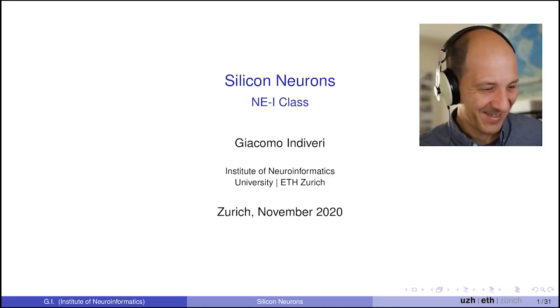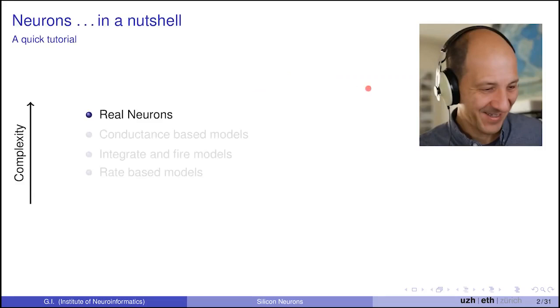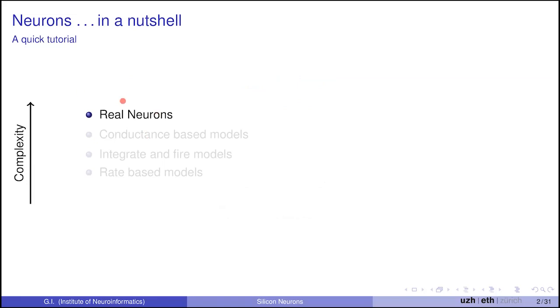But before going into circuits, I would like to give a brief overview of what neurons are, so that we know what we want to model. In terms of complexity, real neurons are among the most complicated cells in our body. Unlike all other cells, neurons have very specific morphology. They have very strange shapes, unlike, I don't know, blood cells that are all spherical and identical.